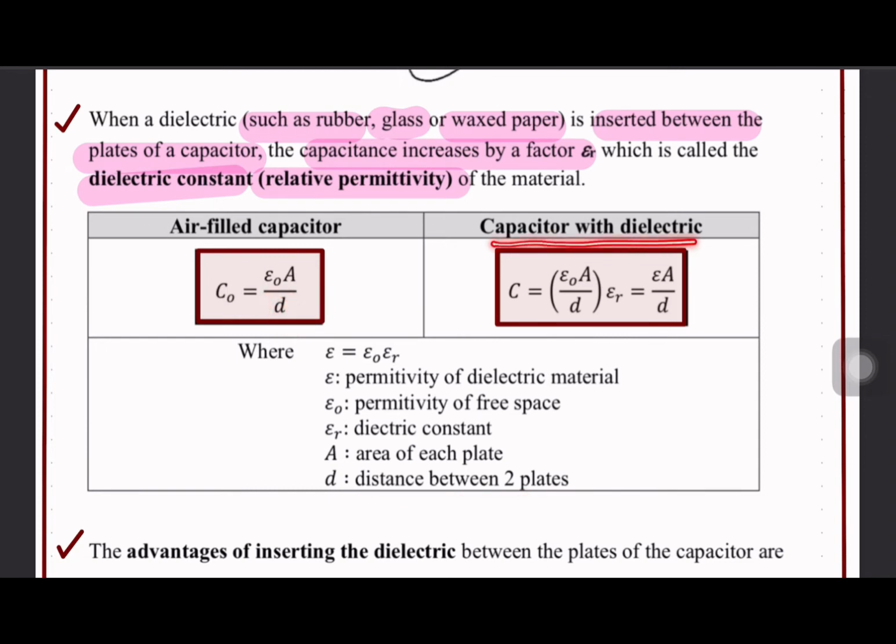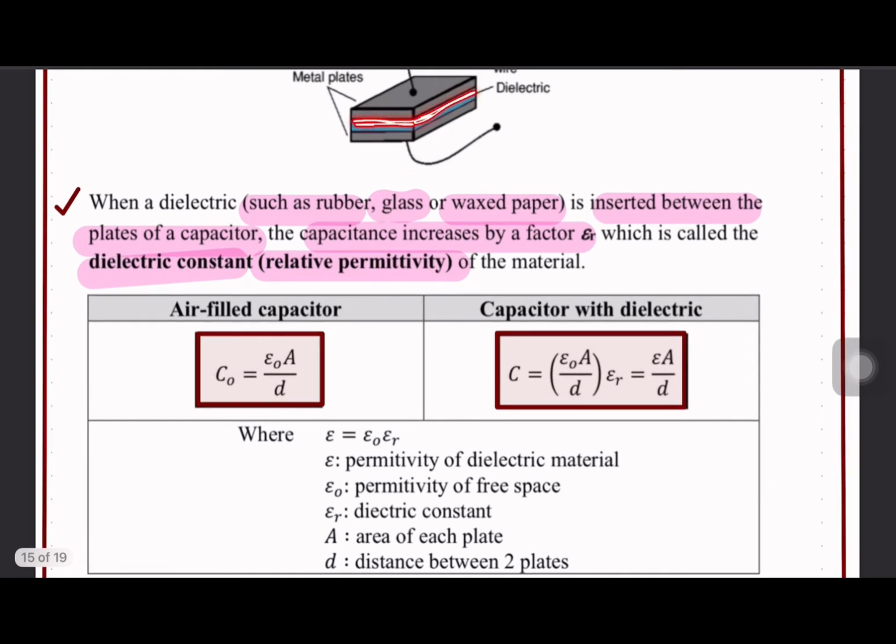Okay, for the capacitor with dielectric, there is a special insulator that we insert between the two metal plates. Kita masukkan dalam metal plate tadi. Okay, kepingan, for example rubber, glass or wax paper. So the equation of the capacitor with dielectric we denote as C without the note. Kalau C0 tu adalah air-filled, tapi kalau capacitor with dielectric kita denote dia sebagai C saja. So C is equal to epsilon naught A over D times epsilon R. Epsilon R is called the dielectric constant ataupun relative permittivity of the material.